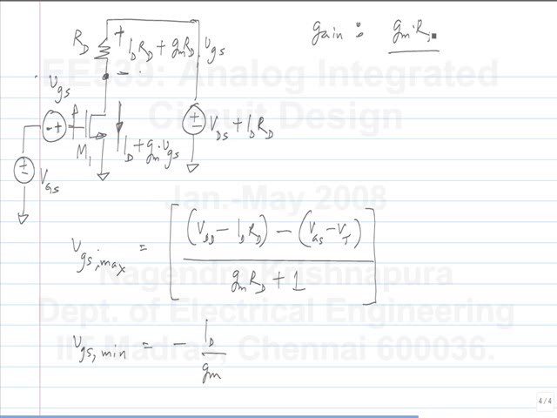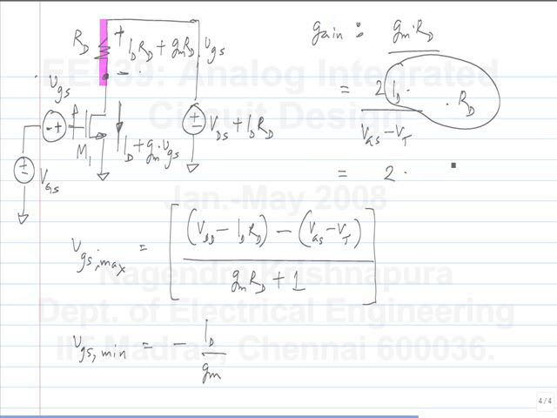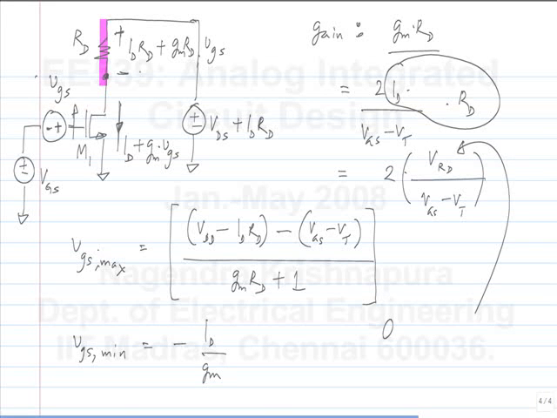What is GM in terms of its bias conditions? In terms of the quiescent current and the quiescent voltages? 2ID by VGS minus VT. Okay. And what is IDRD? It is the quiescent voltage drop across this resistor. Okay. I will call that VRD, okay, by VGS minus VT. This is nothing but quiescent drop across RD. Have you seen the gain of the amplifier in this form?